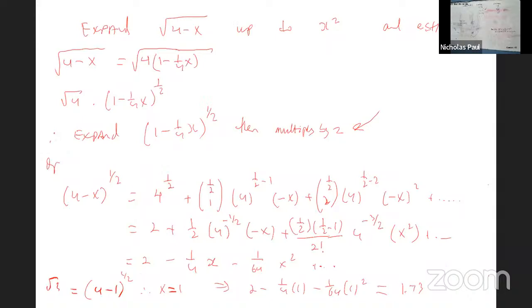So for example here, when is this expansion valid? The expansion is valid when the modulus of 1/4 x is less than 1, right? If you multiply both sides by 4, you could basically say mod x is less than 4. So sometimes they'll ask you that, when is the expansion valid? That's something I wanted to point out here.